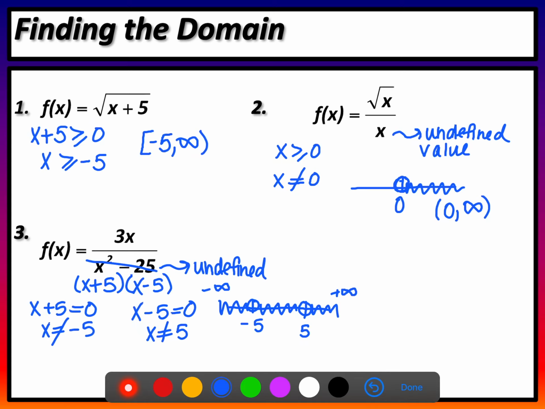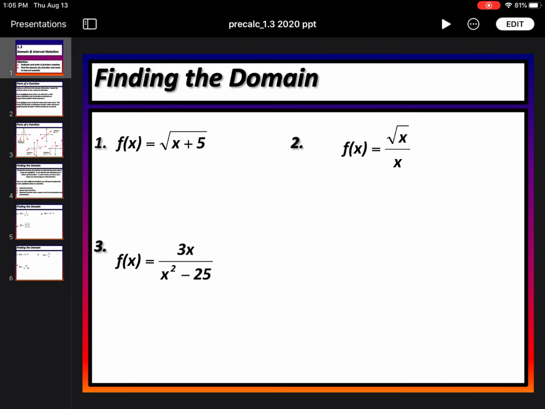Well, I see I have 3 separate unions, okay, because they're being cut off by those open circles. So I'm going -infinity to -5, skipping over -5 with a union, okay, but those values -5 to 5 are acceptable, skipping over 5, and then 5 to infinity. Okay, so I have 3 separate intervals for this third example because I have 2 undefined values that are splitting up my domain.